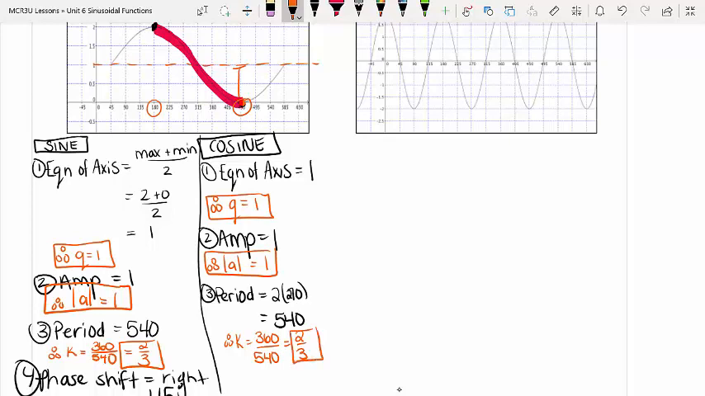Okay, finally, the phase shift. The base graph of cos starts with the maximum on the y-axis, and then it continues. We have obviously shifted, okay, because you can see one cycle of cosine starts right there. So how much is that shift? Okay, so what's the difference between the y-axis and the maximum value? Okay, well, it's 180, right? This has been shifted to the right 180.